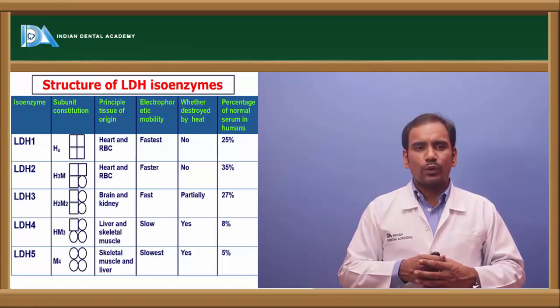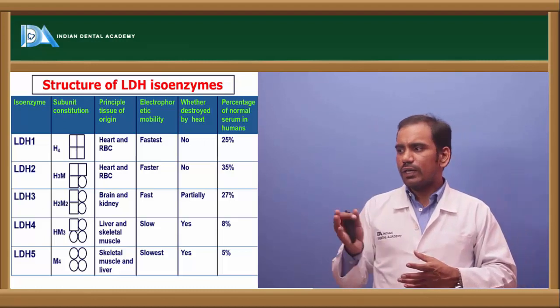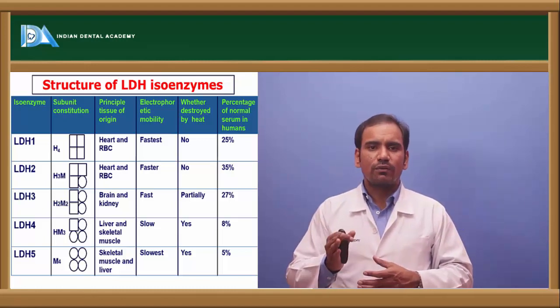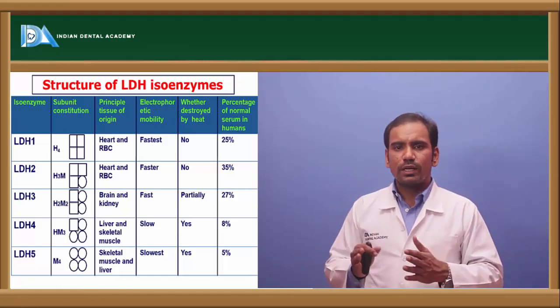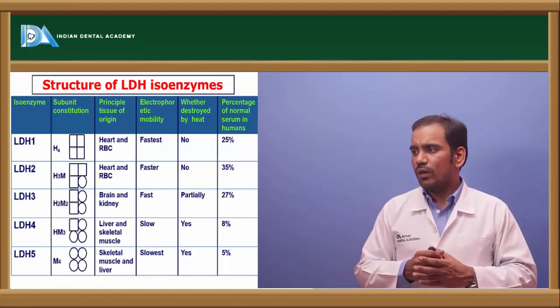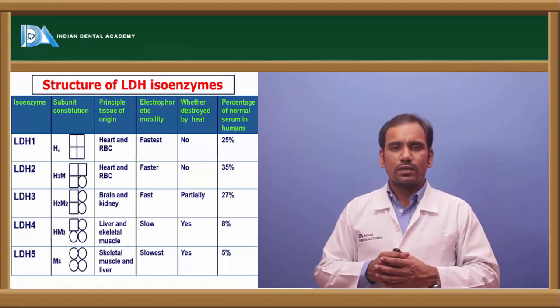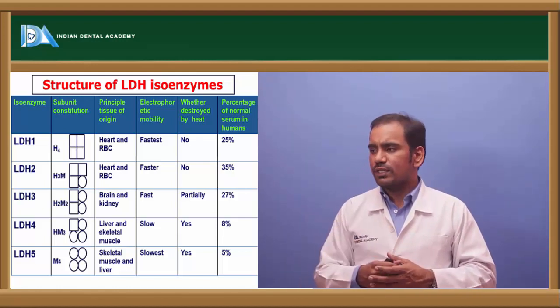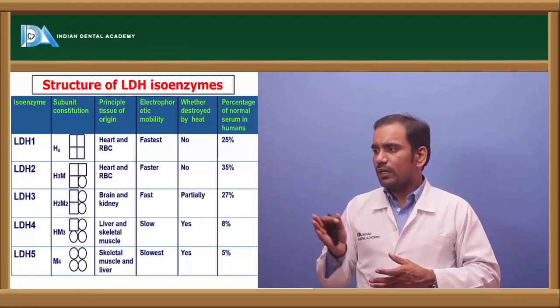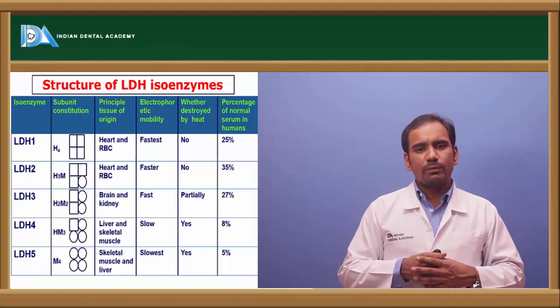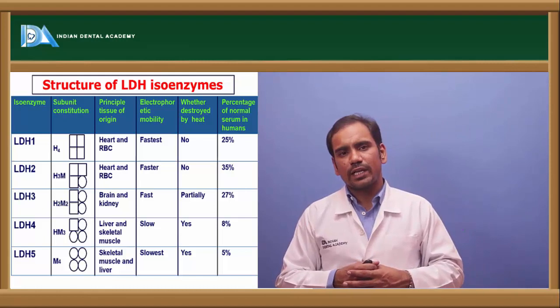And coming to LDH5, it has 4 subunits of M type, meaning all the subunits are of similar type, that is M4. It is the slowest fraction in electrophoresis, and it is present in the skeletal muscle. It accounts for 5% of total LDH activity.